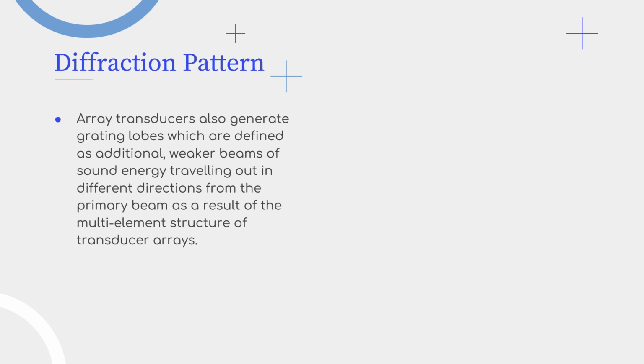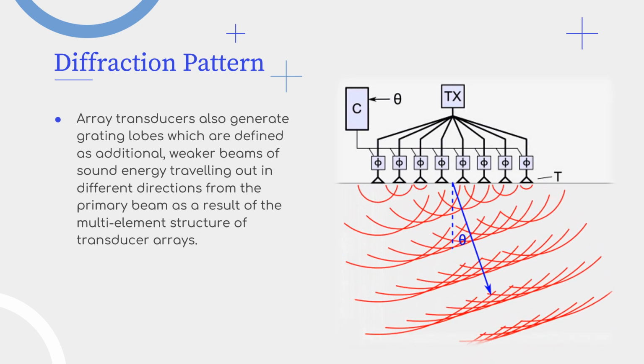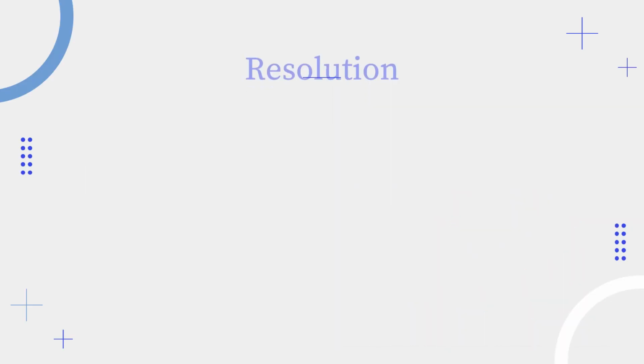Array transducers also generate grating lobes, which are defined as additional, weaker beams of sound energy traveling out in different directions from the primary beam as a result of the multi-element structure of transducer arrays.